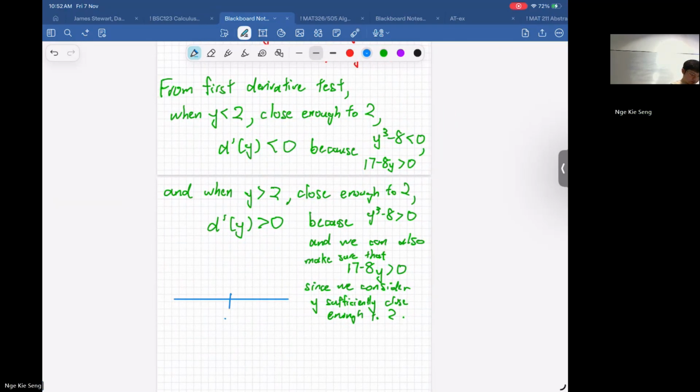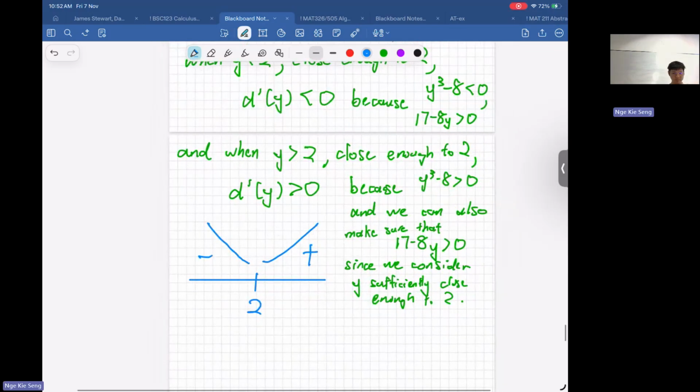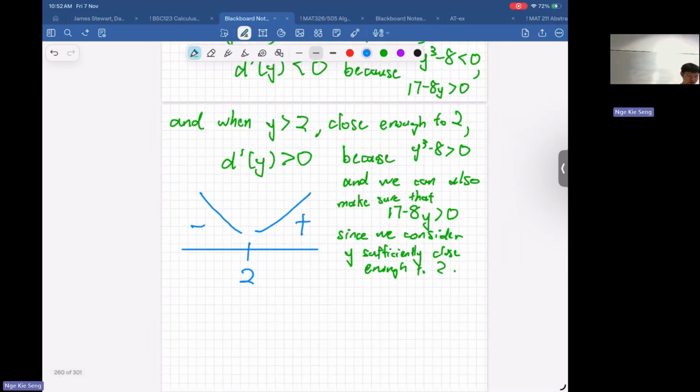So on the left-hand side, you are decreasing. On the right-hand side, you are increasing. So this is a local minimum. And then I think there's no other point you can compare with. So hence, by the first derivative test, this is the local minimum, and this is the only minimum.